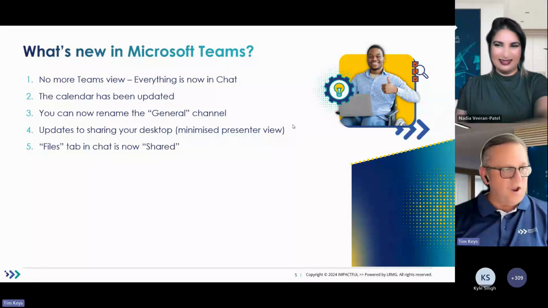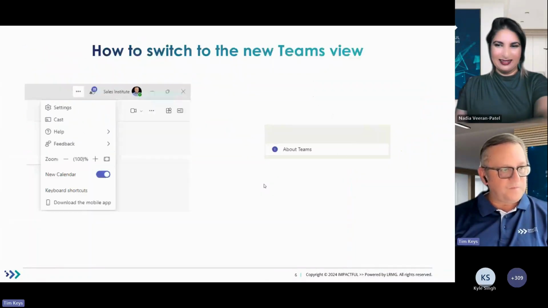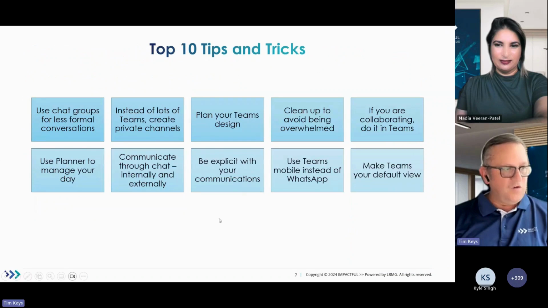The 10 things you want to do are: use chat instead of Teams, create private channels, plan your design, clean up. If you're collaborating, do it in Teams. Use Planner. Communicate with your customers and partners through Teams. Be explicit, which means be very clear in your communication. Use Teams Mobile. I had this fight with LRMG many times a day. And make Teams your default view for your day.